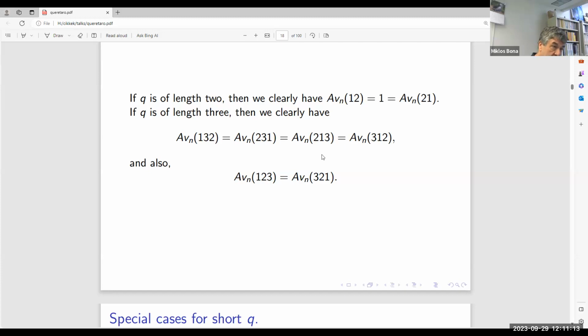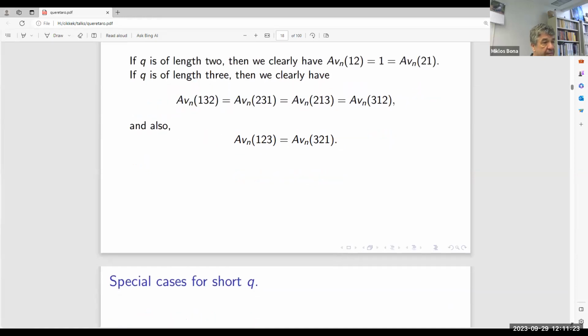But that raises the question whether these four are equivalent to these two or not. By the way, we call them Wilf equivalent if they are avoided by the same number of permutations of length n for every n.